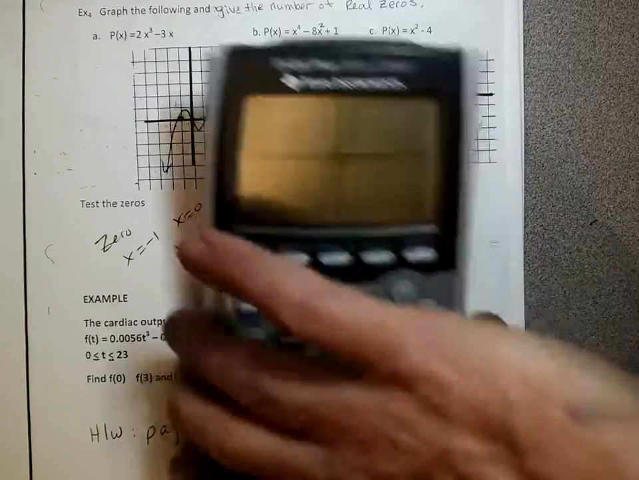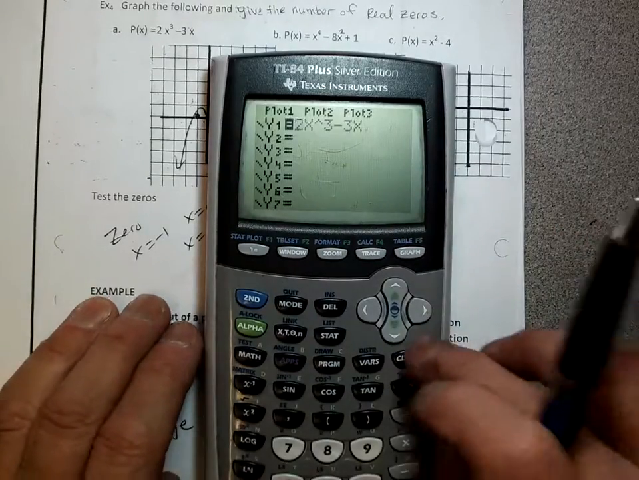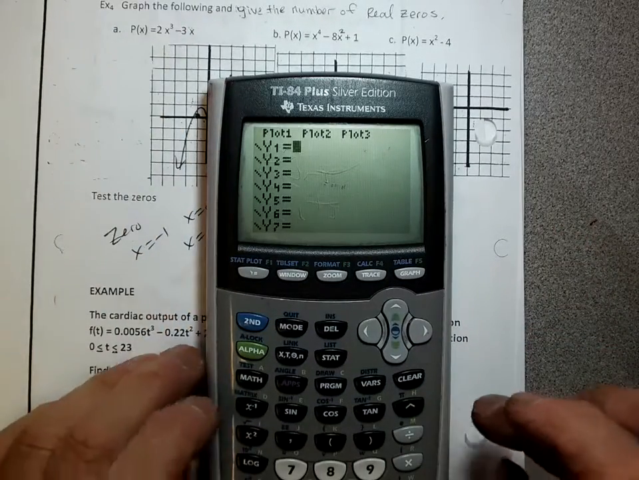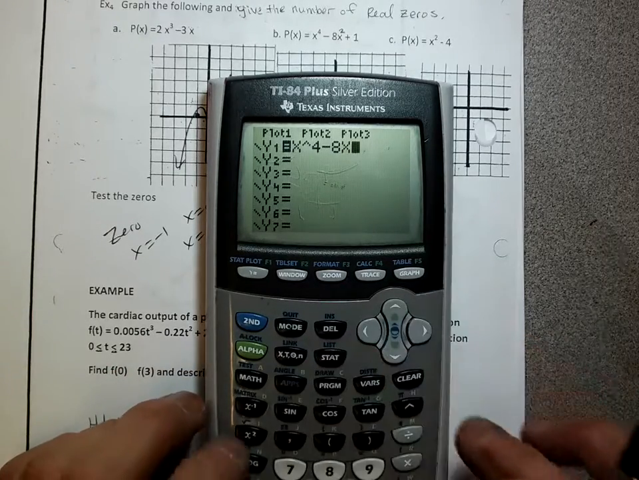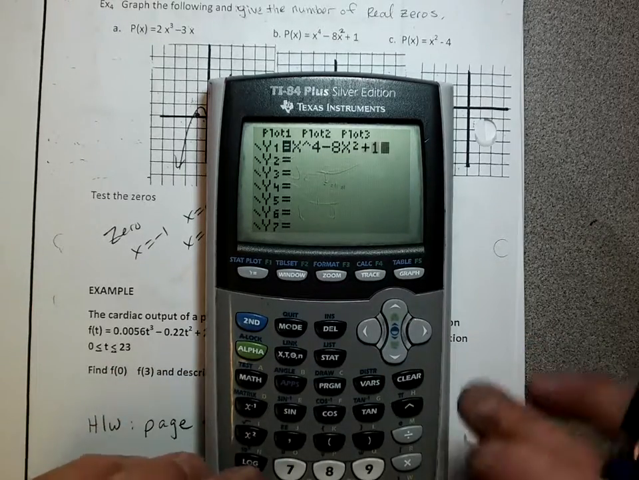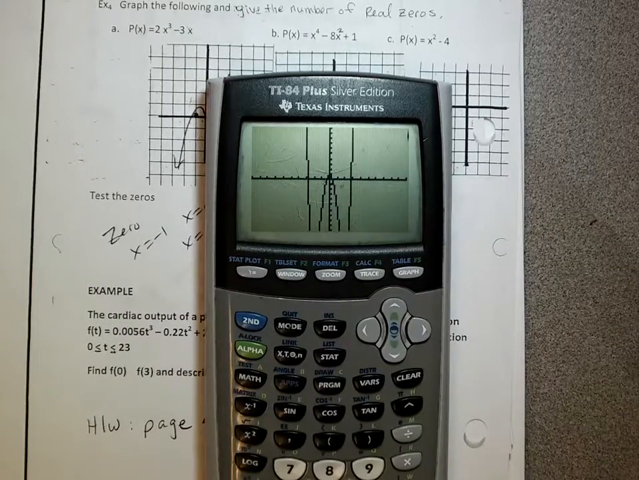Let me put in my calculator, so I'm going to go, okay, y equals x to the fourth power minus 8x squared plus 1. Let's graph that. Yeah, it looks like a W, doesn't it? Right? Looks like a W.